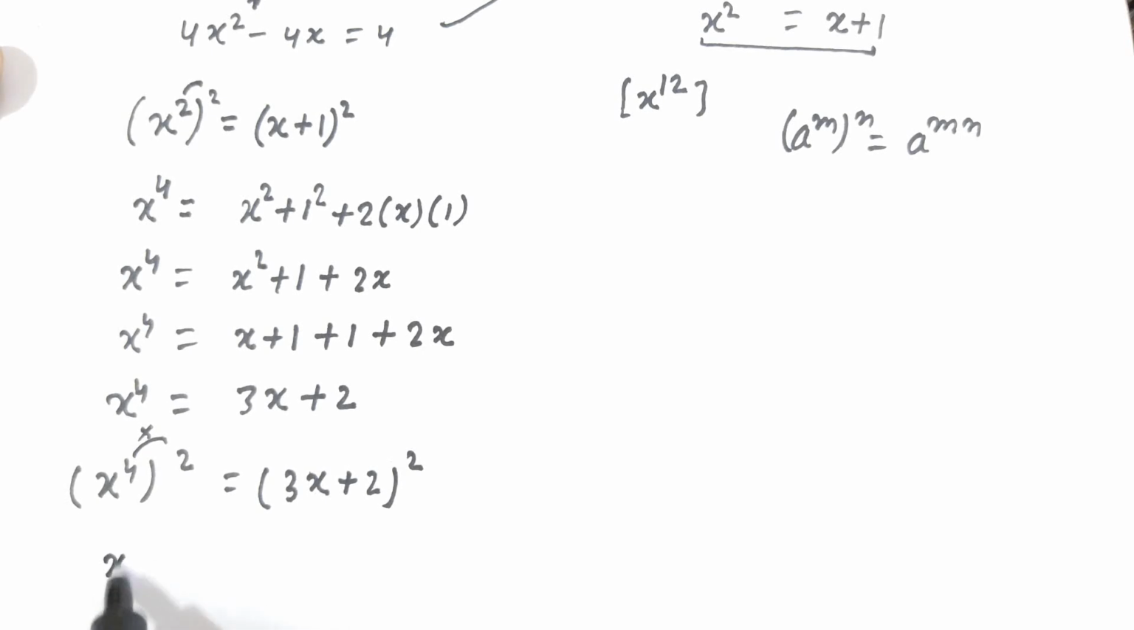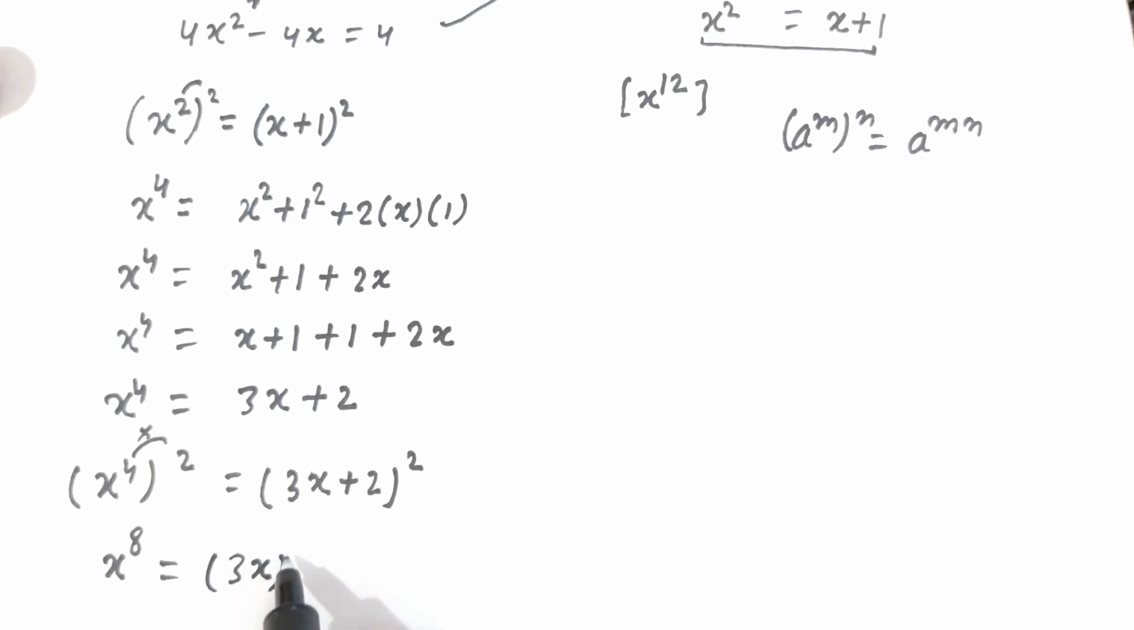Then on the left hand side is x^8, and this equals, on the right hand side we will apply (a + b)², where the value of a is 3x and the value of b is 2. And we know that (a + b)² is a² + b² + 2ab. Here a², and we know that the value of a is 3x, so here (3x)². b², that is 2², plus 2 times a, that is 3x, and b, that is 2.